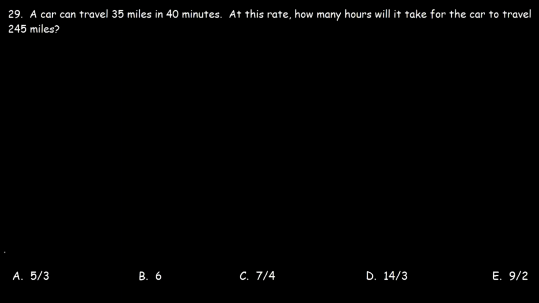29. A car can travel 35 miles in 40 minutes. At this rate, how many hours will it take for the car to travel 245 miles? Now let's solve this problem using 2 methods, proportions and conversions. So we're dealing with distance in miles and time in minutes. So let's start with a proportion.